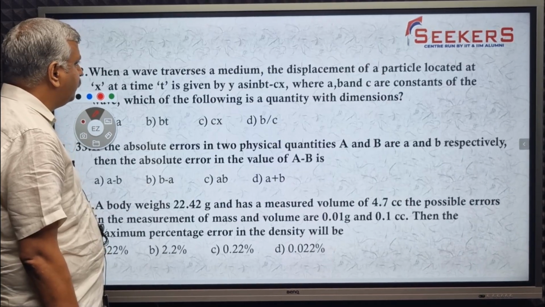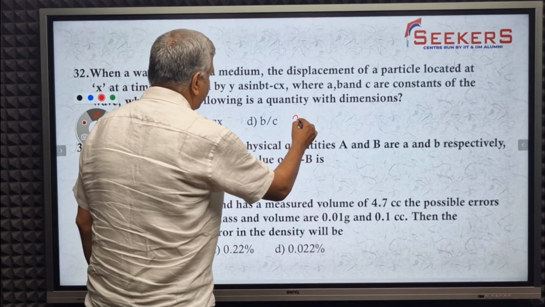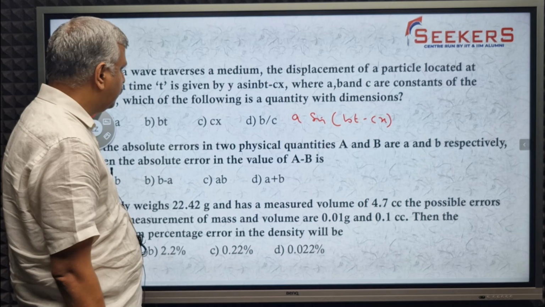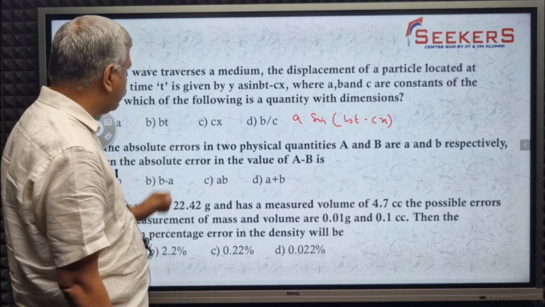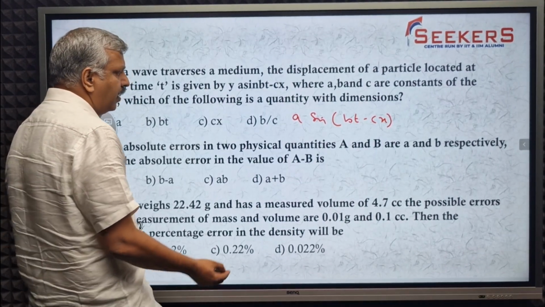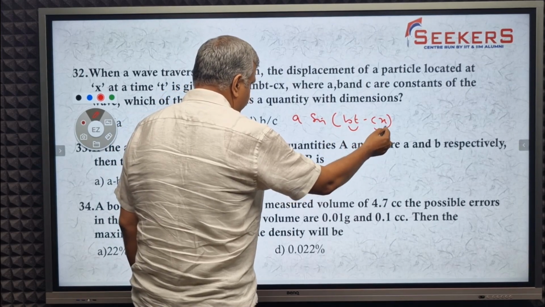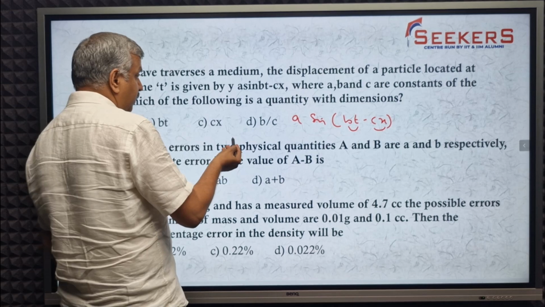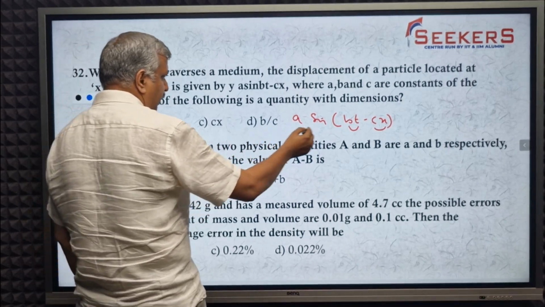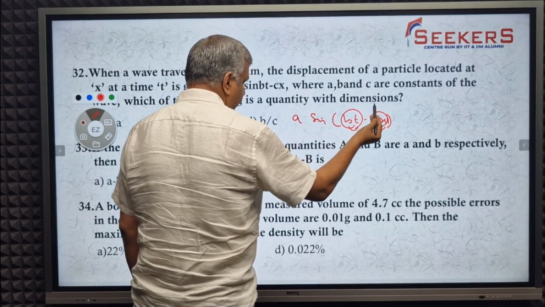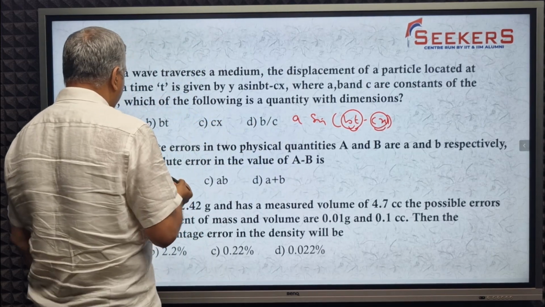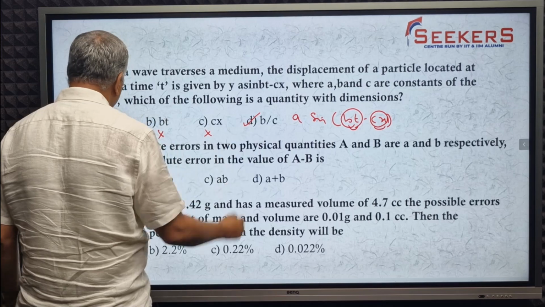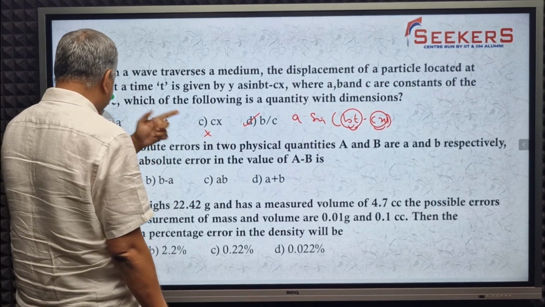Okay, so when a wave travels, the wave velocity is given to you as A sine of Bt minus Cx. Then they are asking which of the following is a quantity with dimensions. Anything, all these will have dimensions. But let's look at these quantities here. Bt does not have any dimension, and Cx does not have any dimension. B by C has a dimension. So yes, B by C will have a dimension.